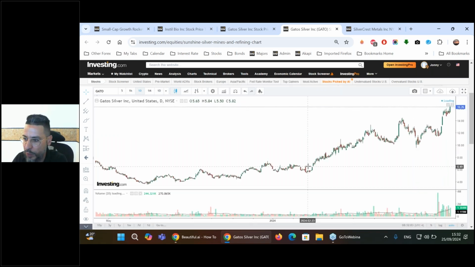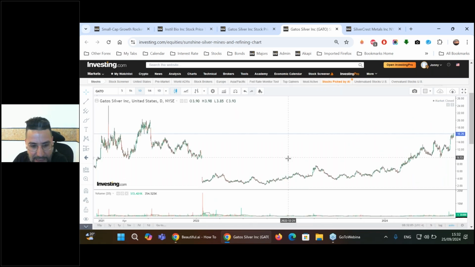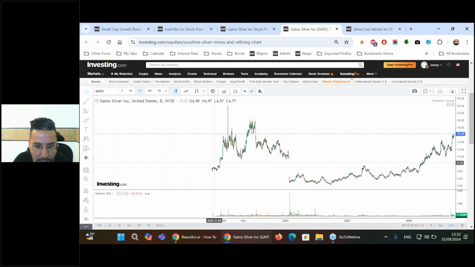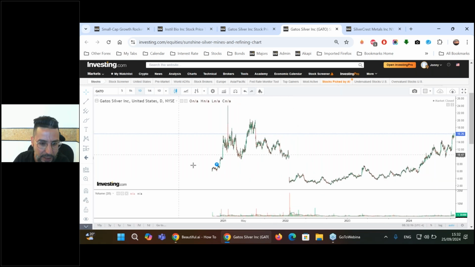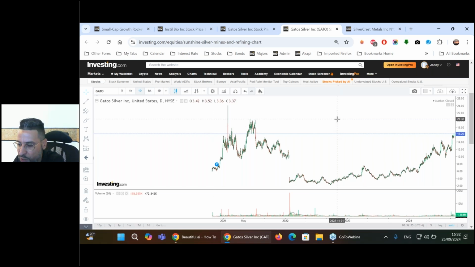I'm sure there's a couple of gaps here to the downside that need to get filled, like this one right here. This one got filled. So yeah, a rather new company. I guess it IPO'd in mid 2020 during the COVID market. So yeah, in terms of technical breakouts, it looks like there's still more room to run for Gatos Silver.